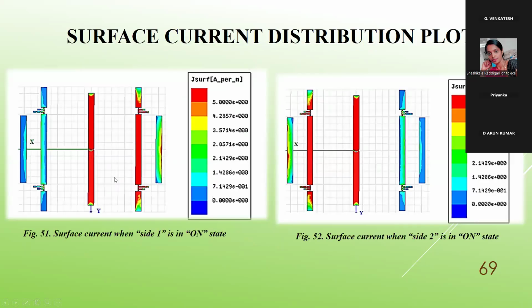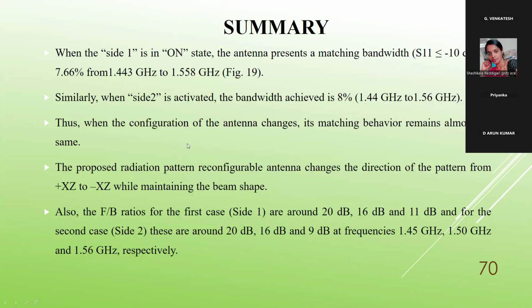So here is the surface current distribution. Side 1 surface current distribution is shown here. For side 2, the surface current distribution is shown in figure 52. Accordingly, you will get the radiation or current flow. Again, this is a simulated one.